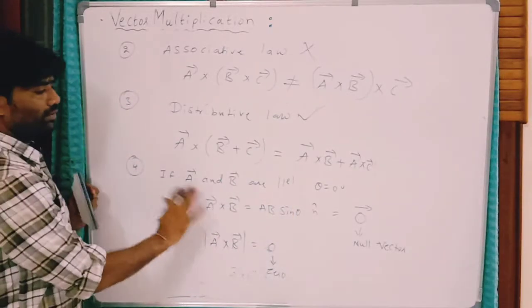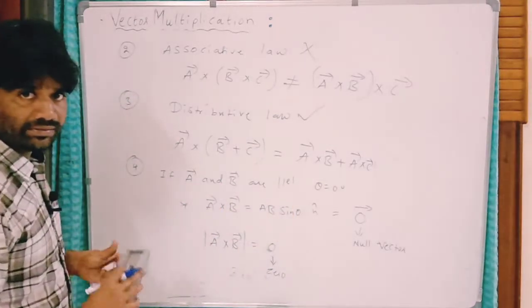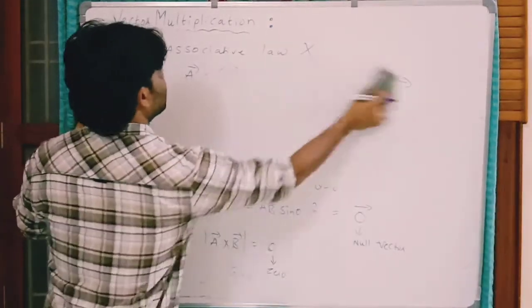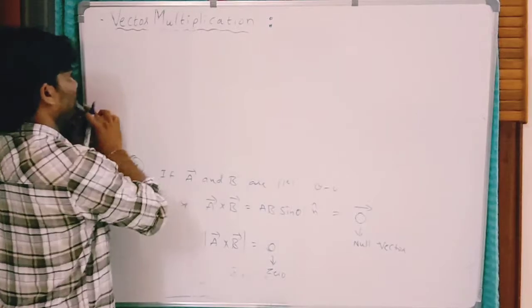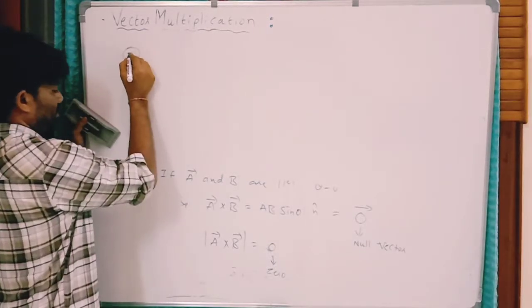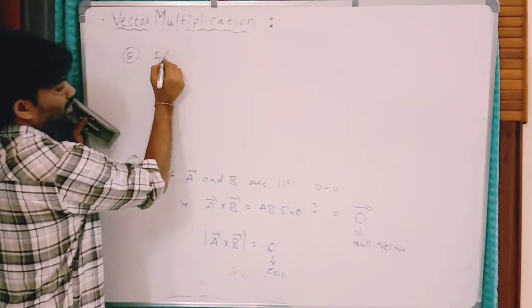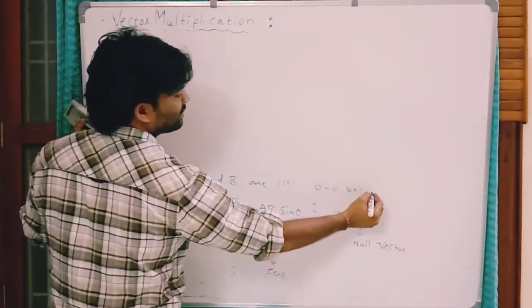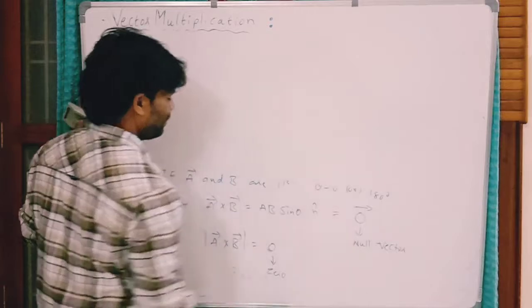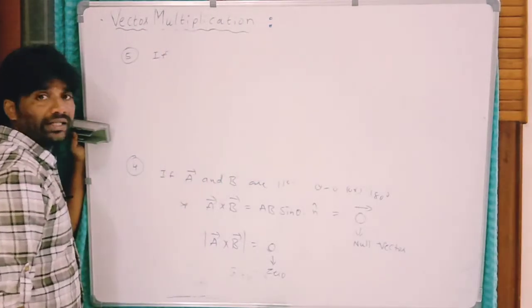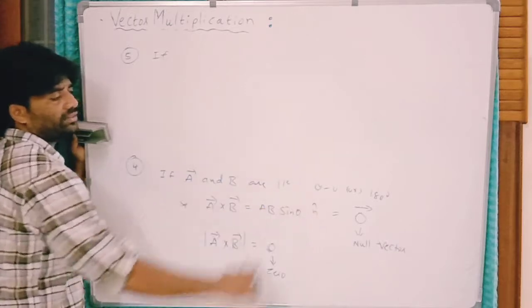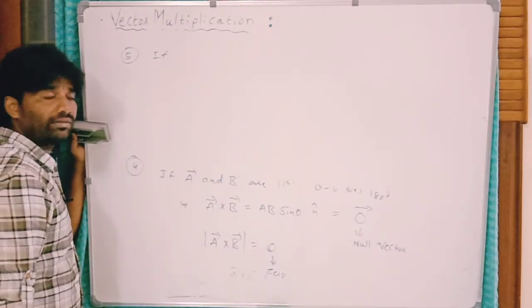Remember this: the cross product of two parallel vectors is a null vector. Fifth one, not only this, if those are anti-parallel, for 180 degrees also you will get the same. For 180 degrees, parallel or anti-parallel vectors, you will get the same. Sine 180 is also 0, so a null vector.